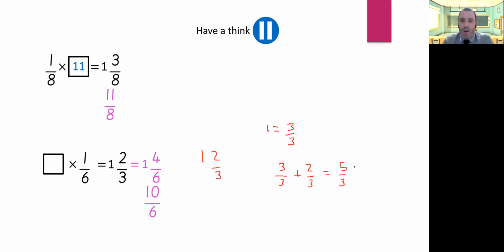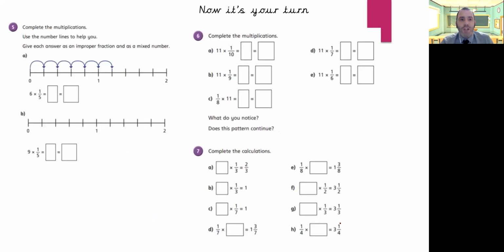So just to show you, if I multiply numerator and denominator to find the equivalent, I get 10/6 as well. So it's just a different way of doing it. So 10 times 1/6 is the answer to that question. Back over to you, your turn to complete these questions. Pause here, do your best, press play when you're ready for your answers.